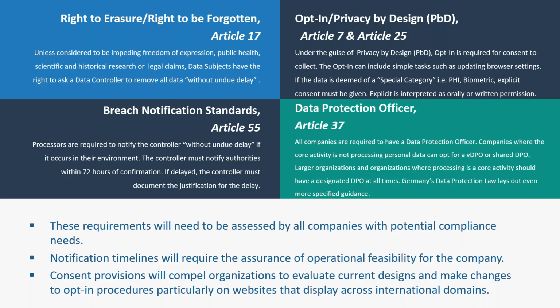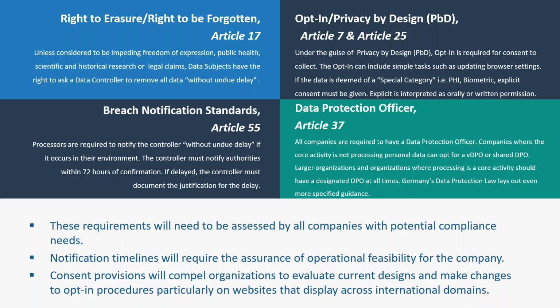Okay, great. And then Article 55 is the breach notification standards. So again, this is going to be somewhat in conflict with US, state, and industry standards. But processors and controllers are required to notify the supervisory authority without undue delay, which in this case means 72 hours. That is called out. There is no exception to that.